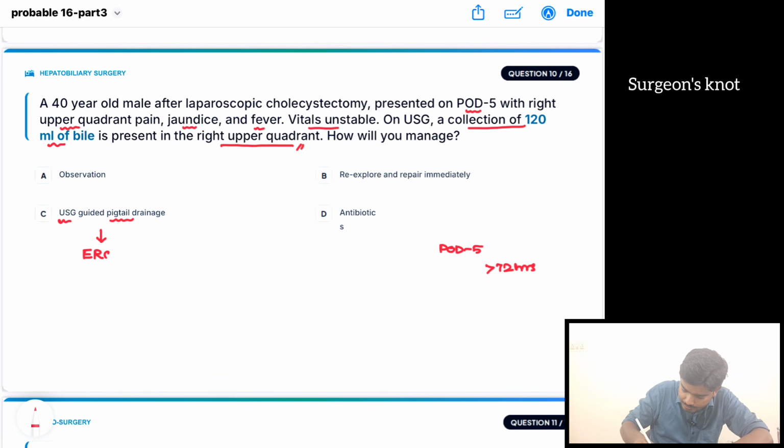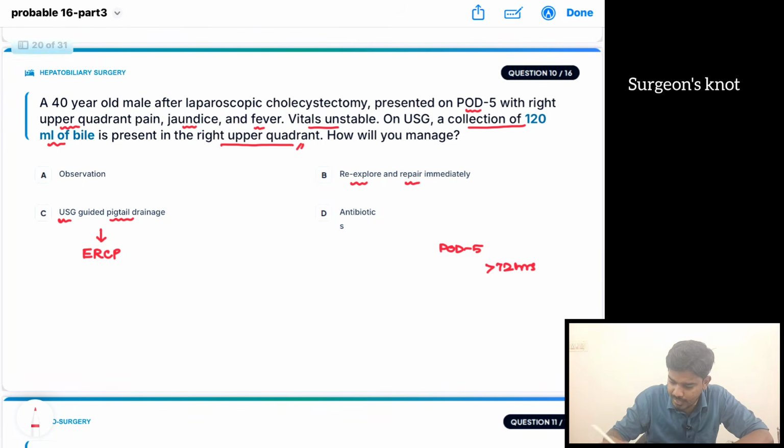to do an ERCP. If the patient has presented to us within POD2 or POD3, we can go for re-exploration and repair. Immediately we can open and we can repair. But the patient has presented to us late. Also there is increased collection. Also patient is unstable. So the answer is USG guided pigtail drainage. If the patient is stable, if the collection is less than 75 ml, we can observe the patient.